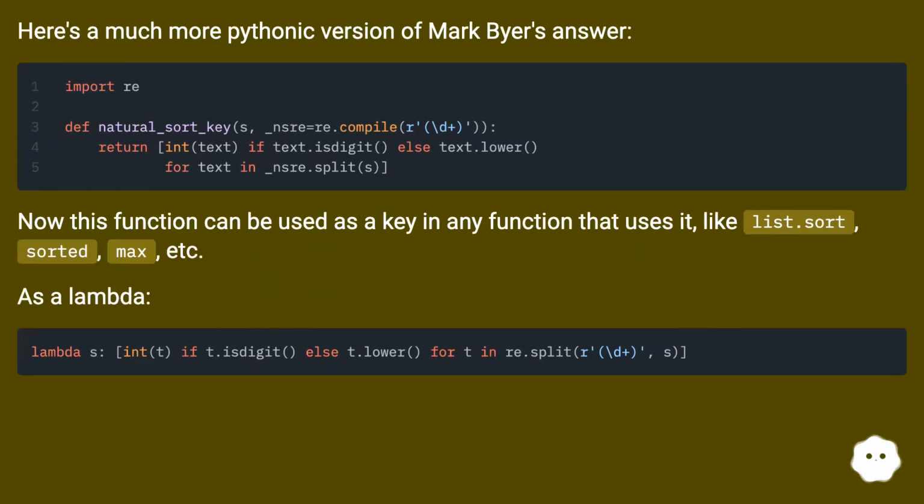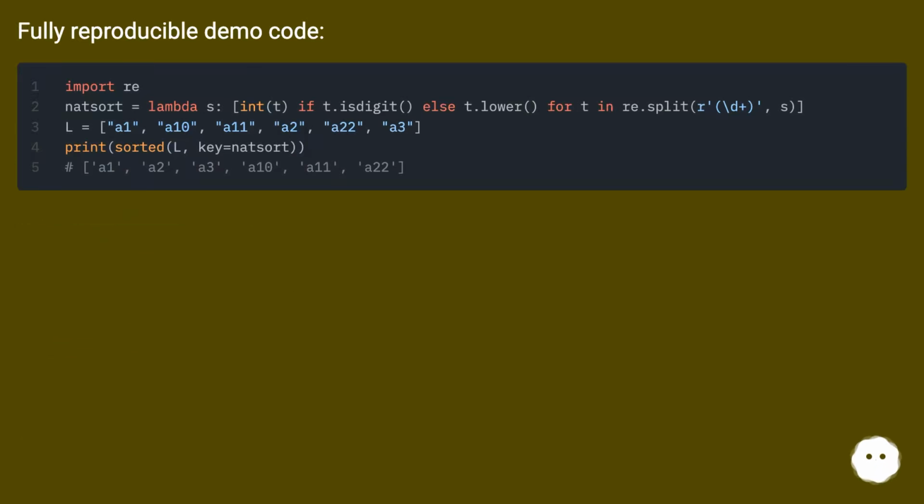here's a much more Pythonic version of Mark Byers' answer. Now this function can be used as a key in any function that uses it, like list.sort, sorted, max, etc. as a lambda. Fully reproducible demo code.